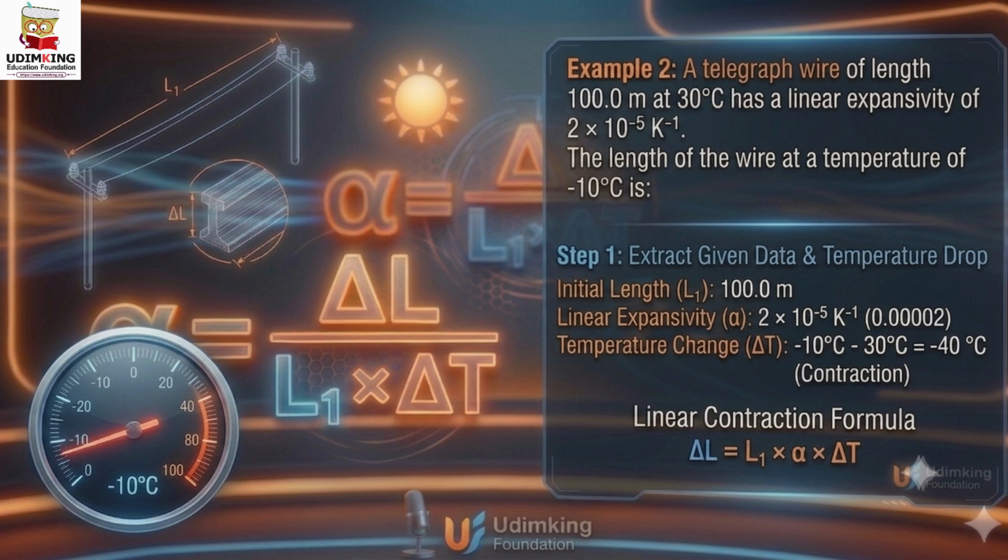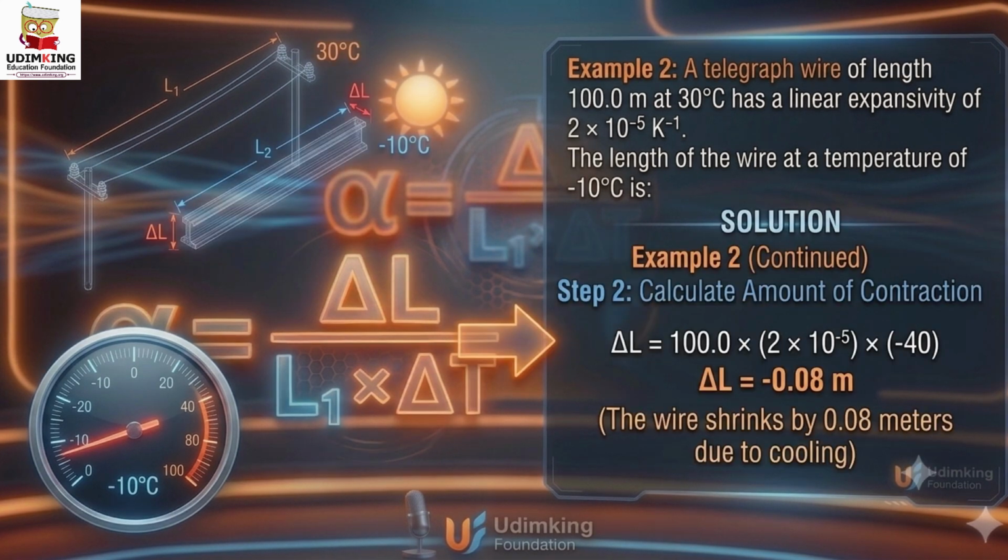Now, let's first calculate the change in length, delta L, using our standard expansion formula. Delta L equals the initial length multiplied by alpha multiplied by the change in temperature. Let's substitute our values. We multiply 100 by 2 times 10 raised to the power of -5, and then multiply that by our temperature drop of 40.